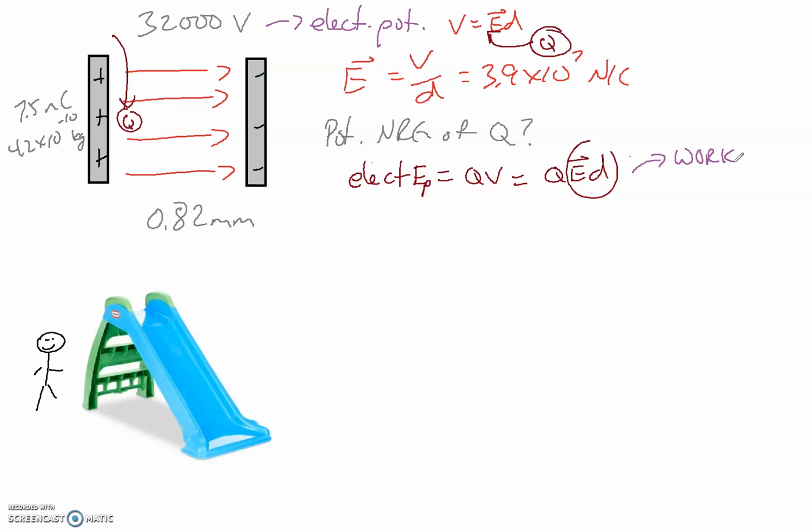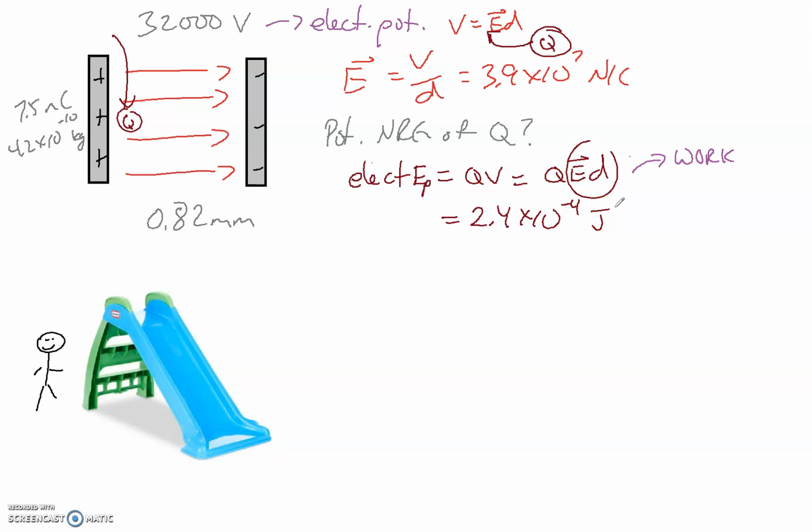Okay, so if we take this, we can now use this to calculate the potential energy, either using the Q times V if we wanted to, or the QED. It doesn't make any difference. We have the voltage, we have the Q. That might be the easier way to do it. So we've got the 7.5 to the power of -9 coulombs, and we multiply that by the voltage of 32 grand. Then we'll have our electric potential energy, which is around 2.4 times 10 to the -4 joules.